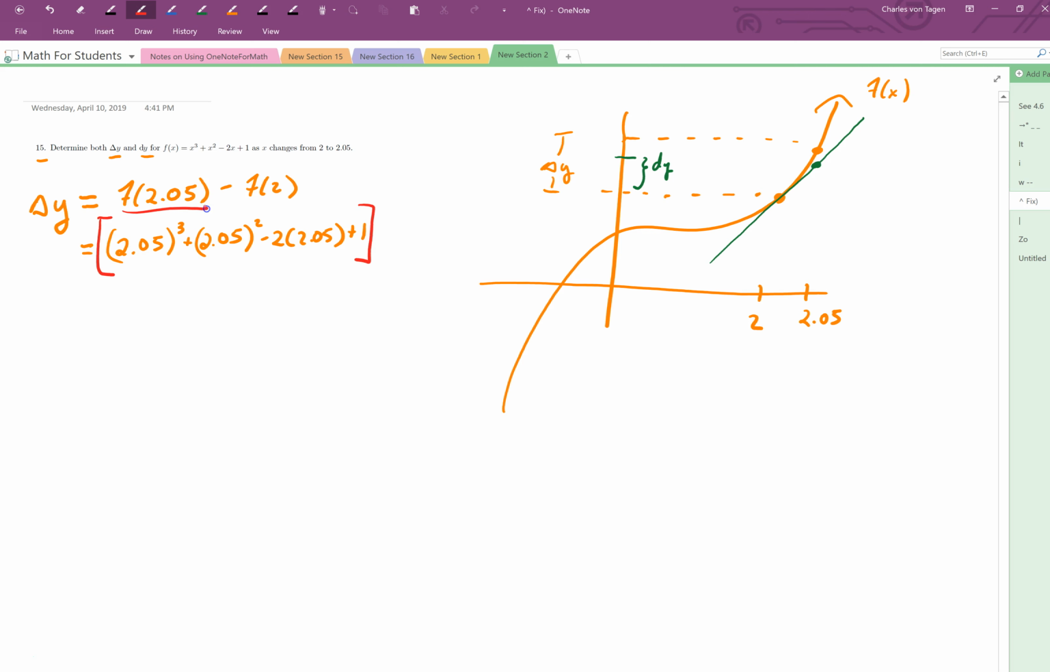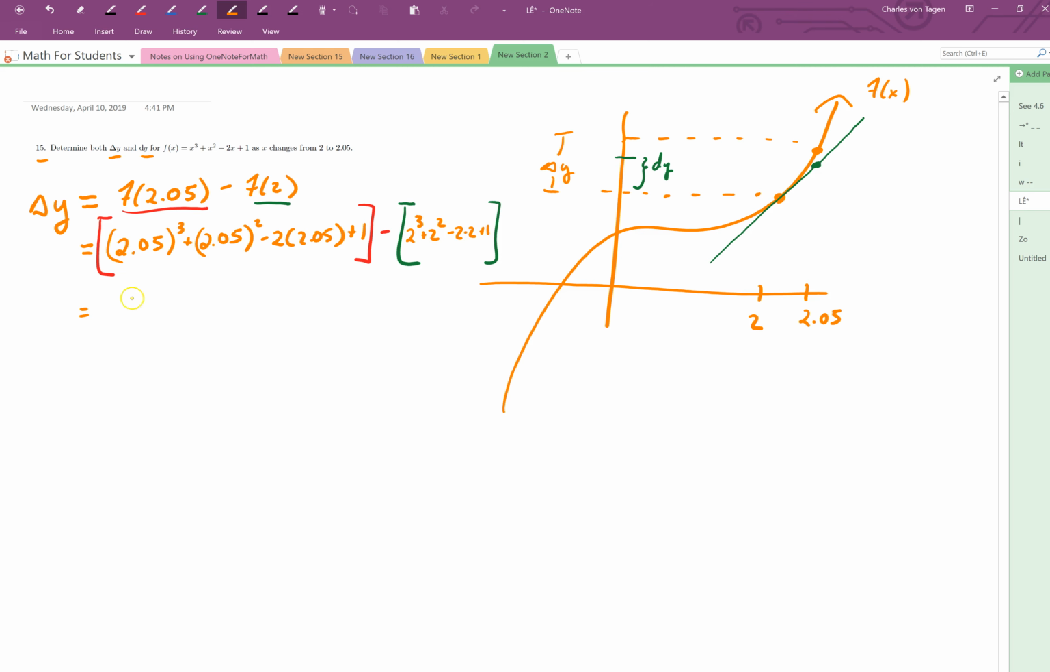All of that is the f of 2.05, and let's subtract from that f of 2, which is 2 cubed plus 2 squared minus 2 times 2 plus 1.